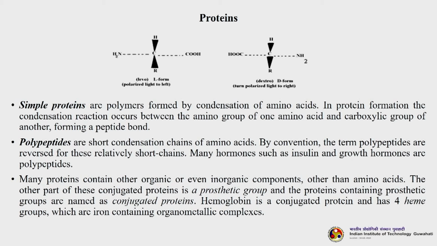So, many proteins contain other organic and even inorganic components other than amino acids. The other part of these conjugated proteins is called a prosthetic group, and proteins that contain prosthetic groups are known as conjugated proteins. All proteins do not contain prosthetic groups. So, hemoglobin is a conjugated protein and has 4 heme groups, which are iron containing organometallic complexes. You know, hemoglobin is responsible for the transfer of oxygen in the cells.